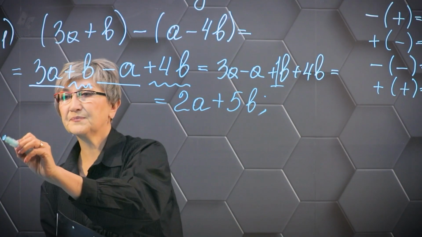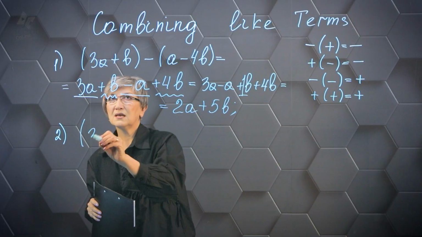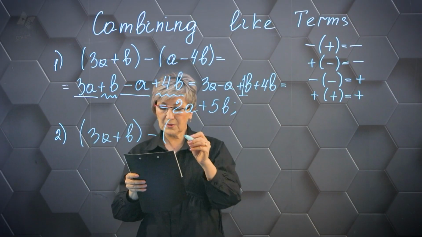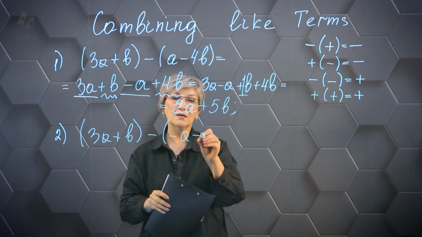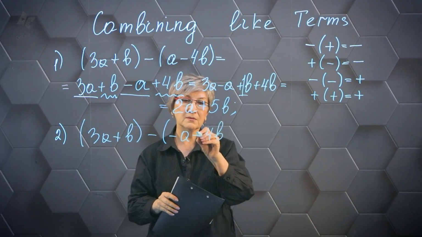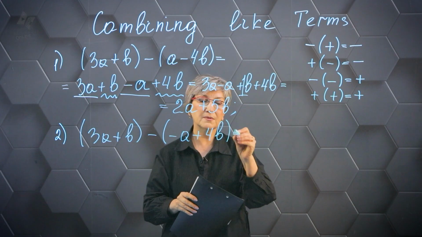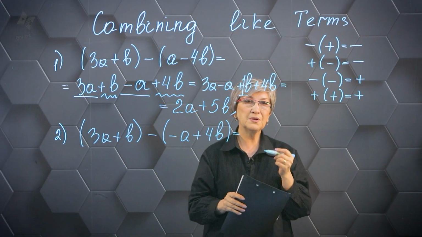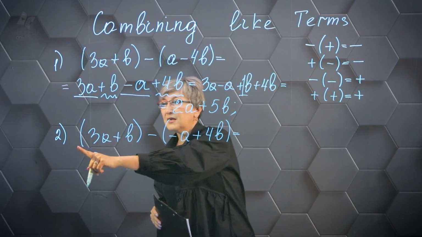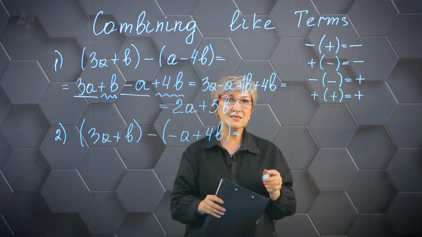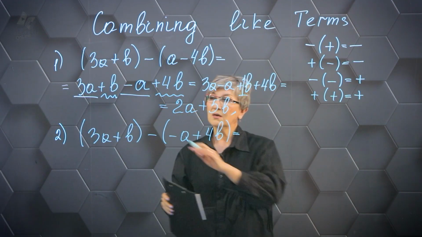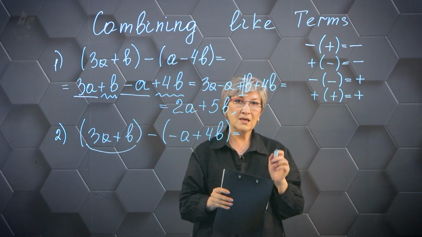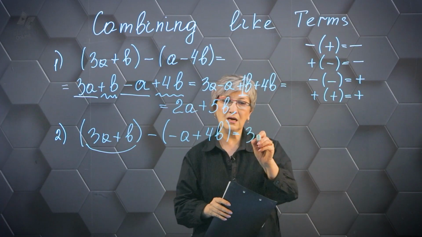Another example. 3a plus b, minus, and in parentheses, minus a minus 4b. Let's write down plus 4b. In order to simplify this expression, we will apply the same rule. There's no sign in front of the first parenthesis, so it's a plus sign. We're going to write down this expression without changing the signs. 3a plus b.